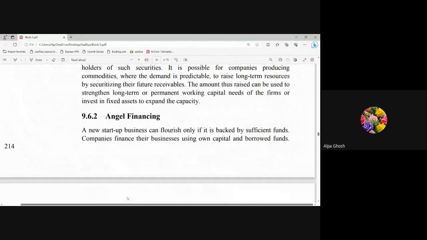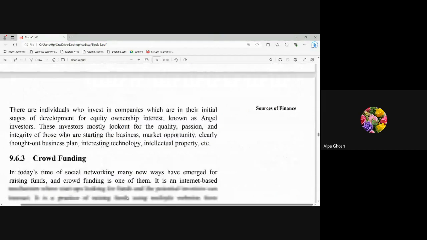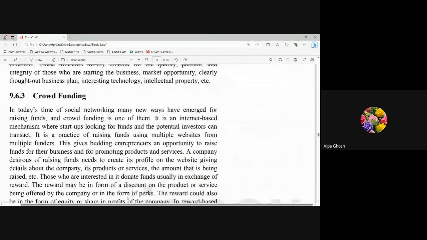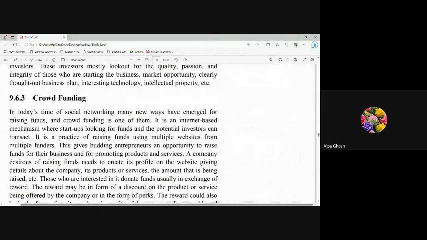Angel financing is a financing given to the new startup business. For the first time when a business is started, the financing is angel financing.